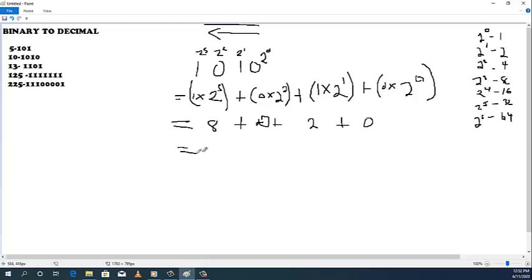Next step, we're going to add 8 plus 0 plus 2 plus 0. So we've got a 10. And you have to put a base. So you see on this number, it's very important to put a base because it can be a binary number 10 or it can be a decimal number 10. So it's wise to put the number. So this one is correct. This one is also correct.